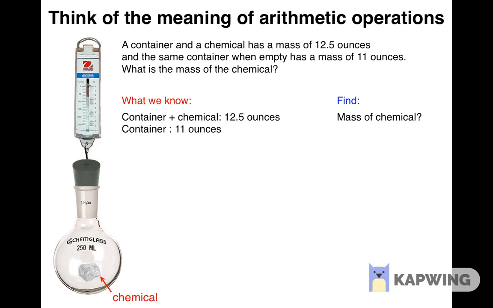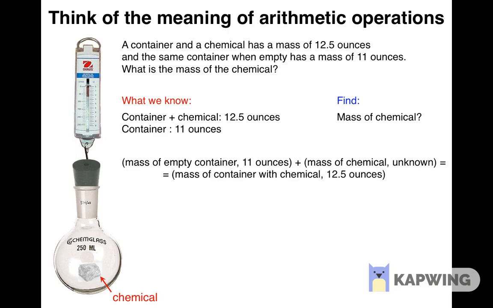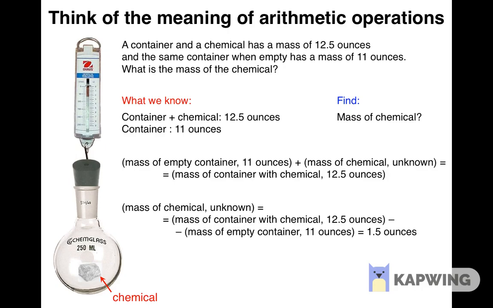So, mass of container, which is 11 ounces, plus mass of chemical, which we don't know, equals mass of container with chemical, 12.5 ounces. If we now express the mass of the chemical, we will find that it will be equal to the mass of the container with chemical minus the mass of the empty container. So 12.5 ounces minus 11 ounces, 1.5 ounces.